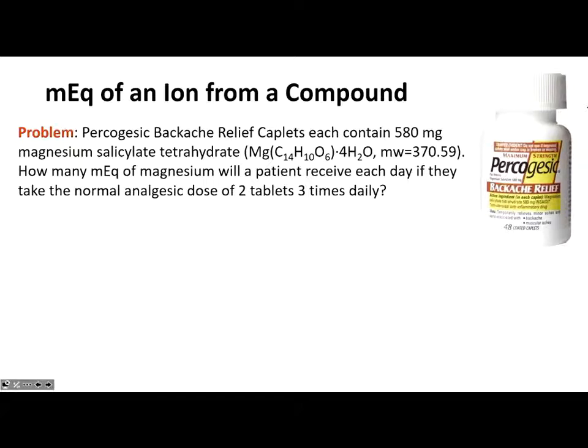We'll do it together. It's not Percocet. Don't get all excited. What is the name of this drug? Percogesic. It is actually over the counter. It's not that exciting. So Percogesic backache relief capsules contain 580 milligrams of magnesium salicylate tetrahydrate. Okay? So there's the big fancy formula there.